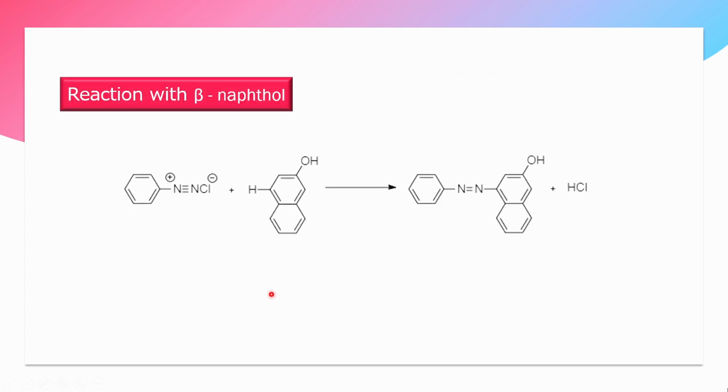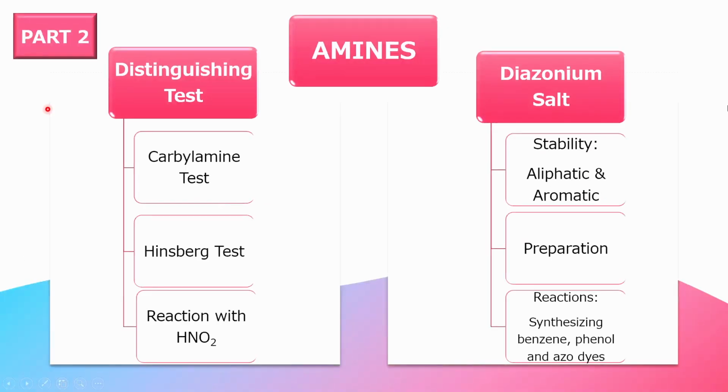The third is the reaction with beta-naphthol. It is again a very reactive compound, and when it reacts with the diazonium salt, we get a compound of this manner, and it is again an orange colored dye. So that ends part 2 of our lecture on amines. Let's get a quick recap of what we covered.